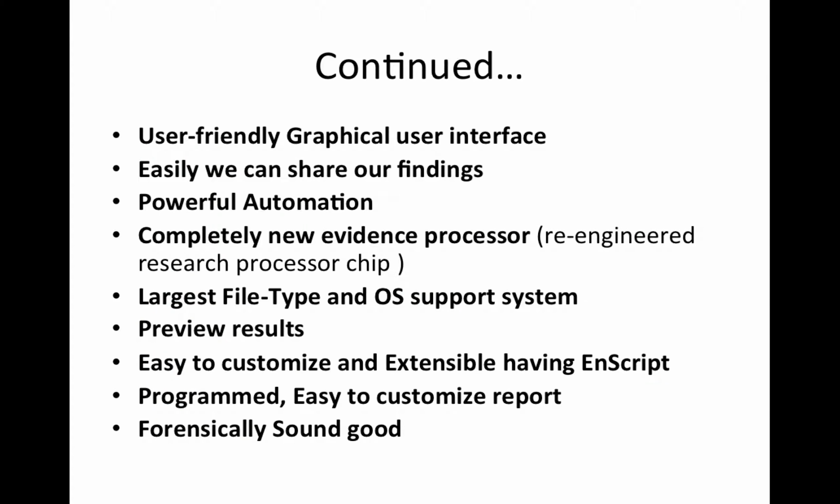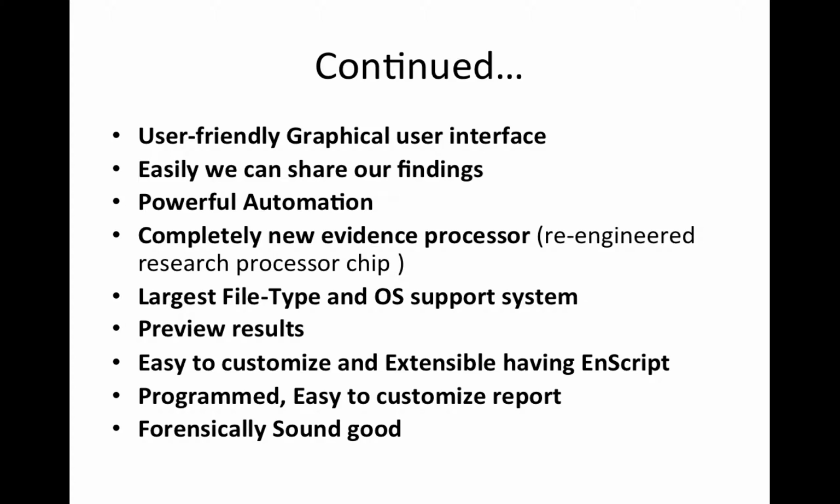The main feature of EnCase is a user-friendly graphical interface, so we can easily use it and easily share our findings. It means we can establish a folder for every case. Once an investigator finds any evidence related to that case, he can upload it to the folder, so other team members can also use or review that finding or evidence. Powerful automation means it automatically creates a template for every case, which they can use as a reference in the coming days for other cases.